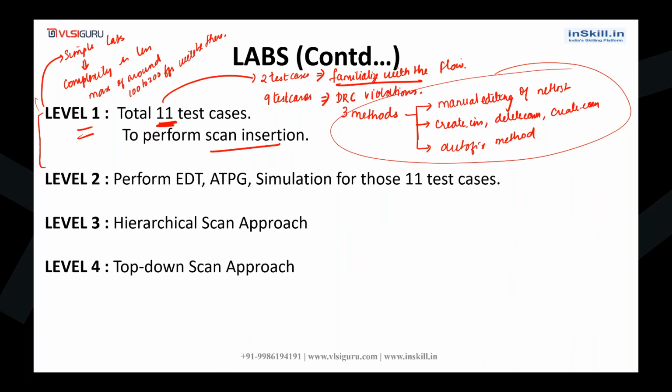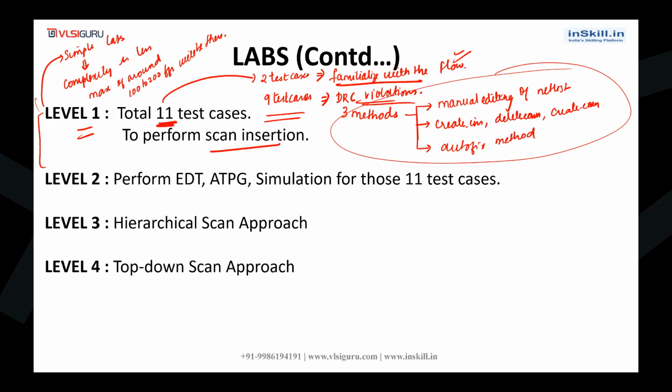These test cases will also help you understand the various Tessent tool commands and the Tessent tool environment: how the Tessent shell will look, how the Tessent schematic will look, all those things. To familiarize with all of this, we'll have two test cases. In the other nine test cases, you will have DRC violations. We will be analyzing the DRC violations in the schematic, debugging them, and trying to fix them.